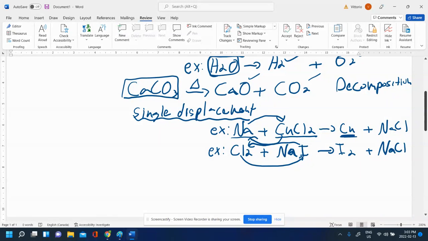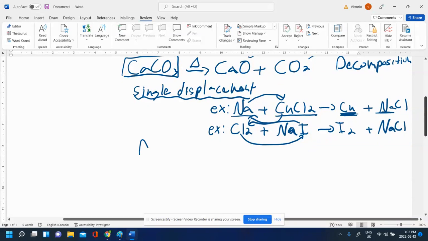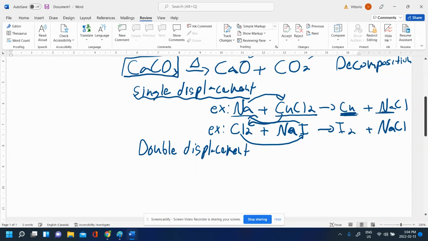So in a single displacement reaction, you have an element that was alone switch spots with an element in a compound, then you'll end up with a new element alone, and that element that was alone before is now part of the compound. So they switch spots, single displacement. That's a little bit different from a double displacement. In a double displacement reaction, you have two compounds reacting, and in those two compounds, two elements switch spots. But at the end, no one's single. Everyone still has a partner.